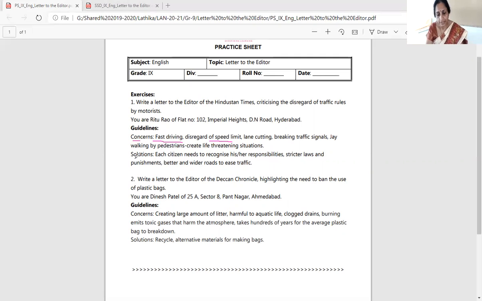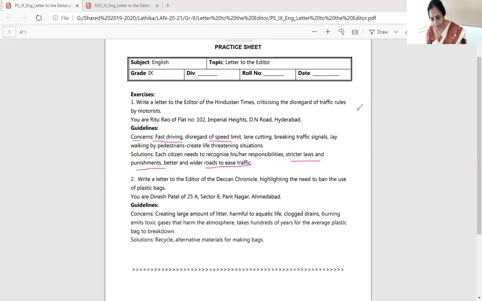Now he's also given you some solutions. Each citizen needs to recognize his or her responsibilities. We have to make much stricter laws and punishments should be given on the spot. Better and wider roads to reduce traffic. Another reason may be because the roads are also very narrow. It is causing a lot of danger. This is prone to accidents. Okay, so such things can be avoided if the authorities concerned take up measures to rectify these problems.